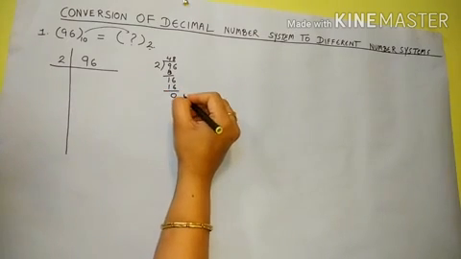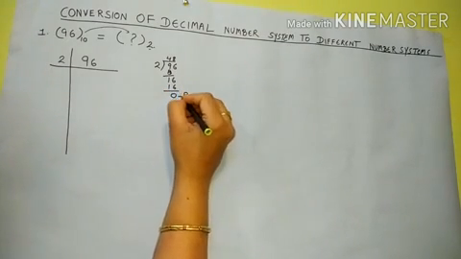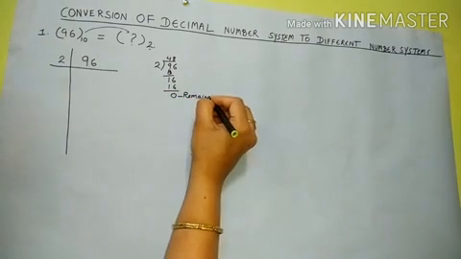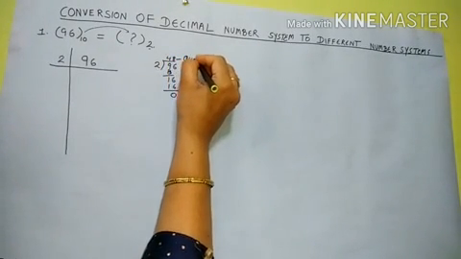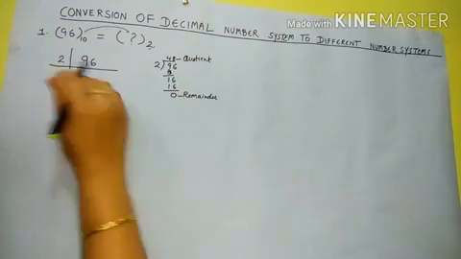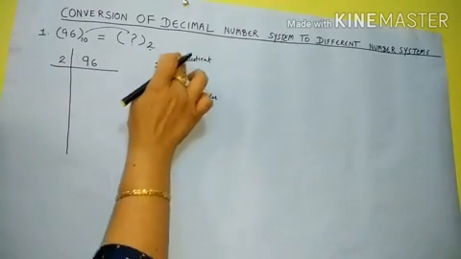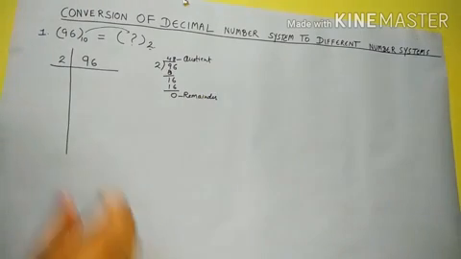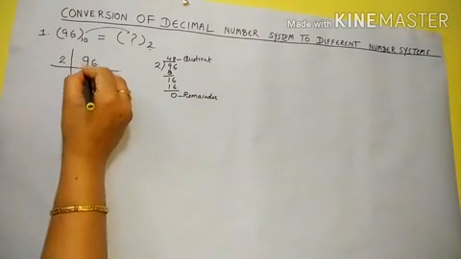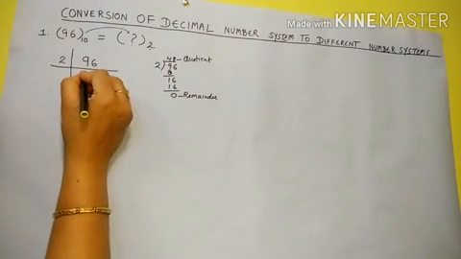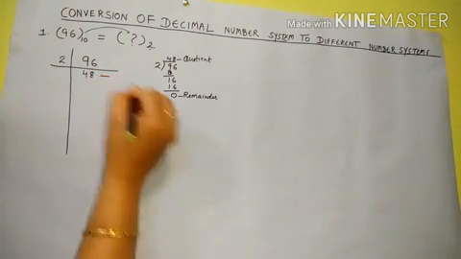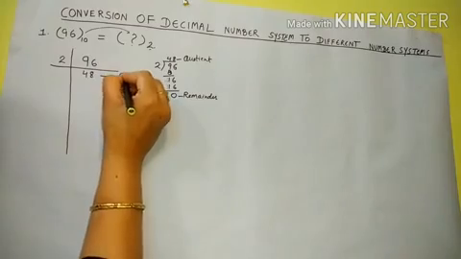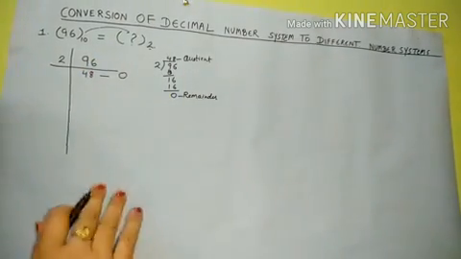And remainder will be 0. This is remainder, and this is quotient. So this process we have to continue until this part becomes 0. So here in the first part, if you divide 96 by 2, the quotient is 48 and the remainder is 0. So we'll keep on writing the remainder on the right hand side.